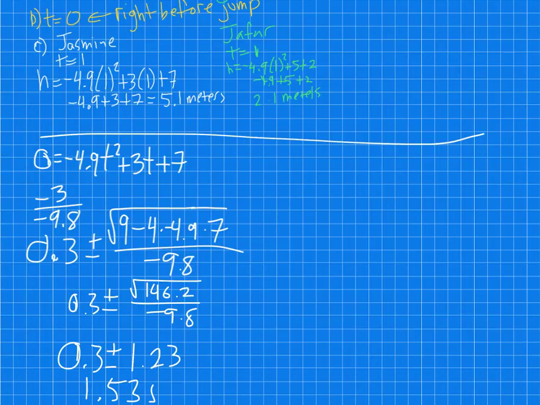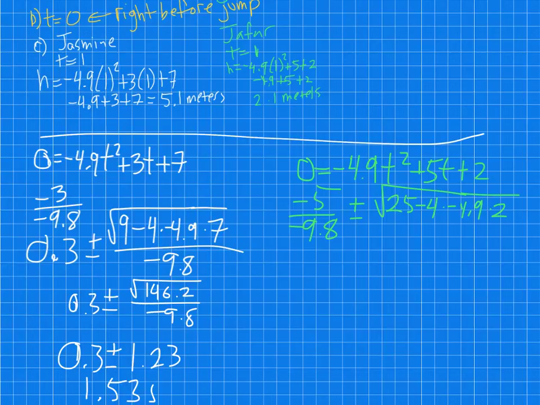For Jafar, I'm going to do the same thing. 0 equals negative 4.9 t squared plus 5t plus 2. So we use the quadratic formula, and we get negative 5 over negative 9.8 for 2a, plus or minus the square root. 5 squared is 25, minus 4 times negative 4.9 times 2 for 4 times a times c, all over negative 9.8. I'm going to do the calculations for this.